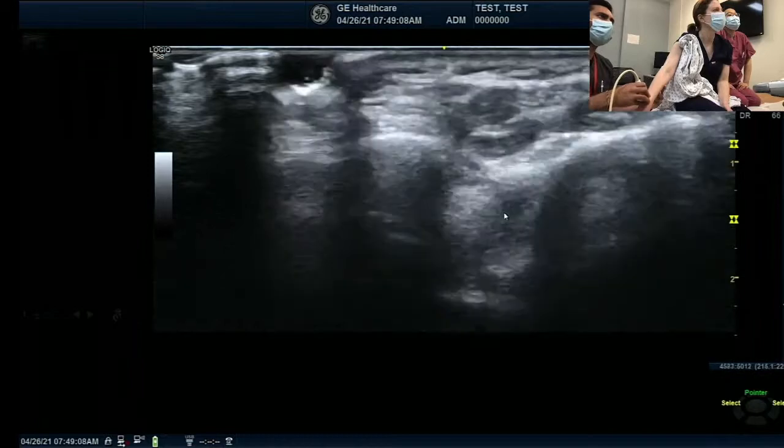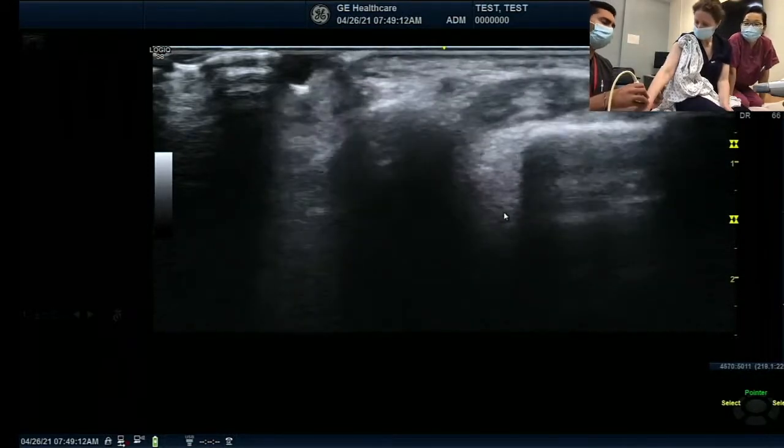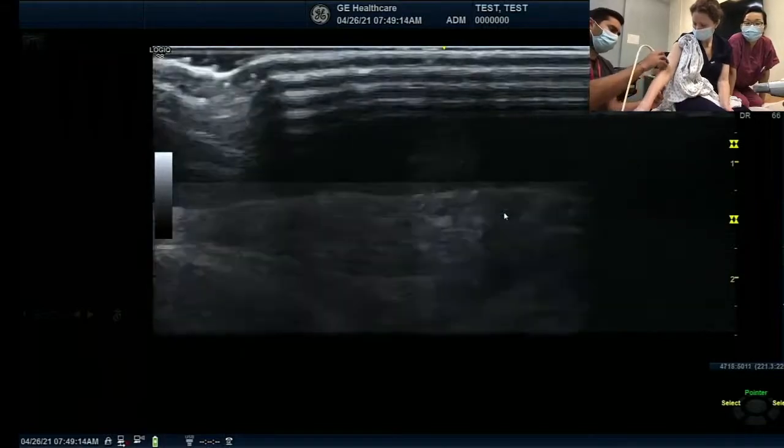Okay. So at least you guys now know how to scan the radial nerve, right?